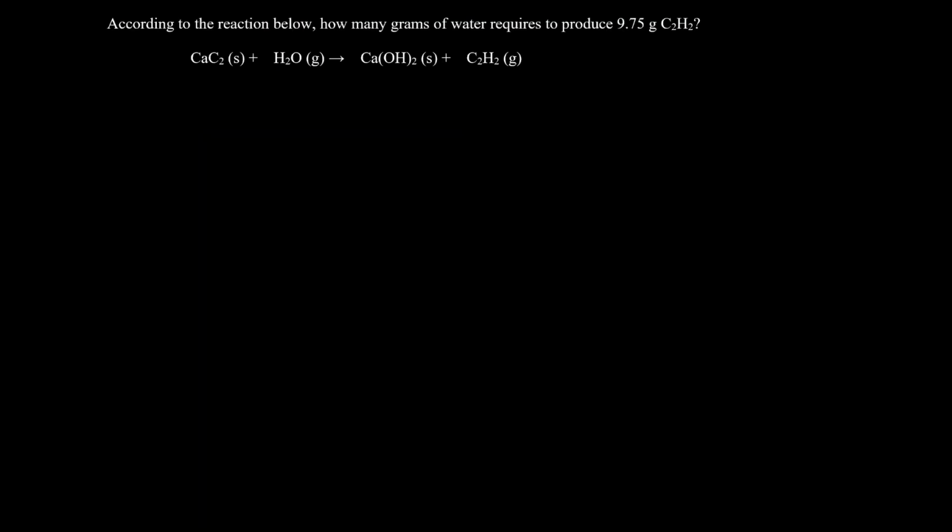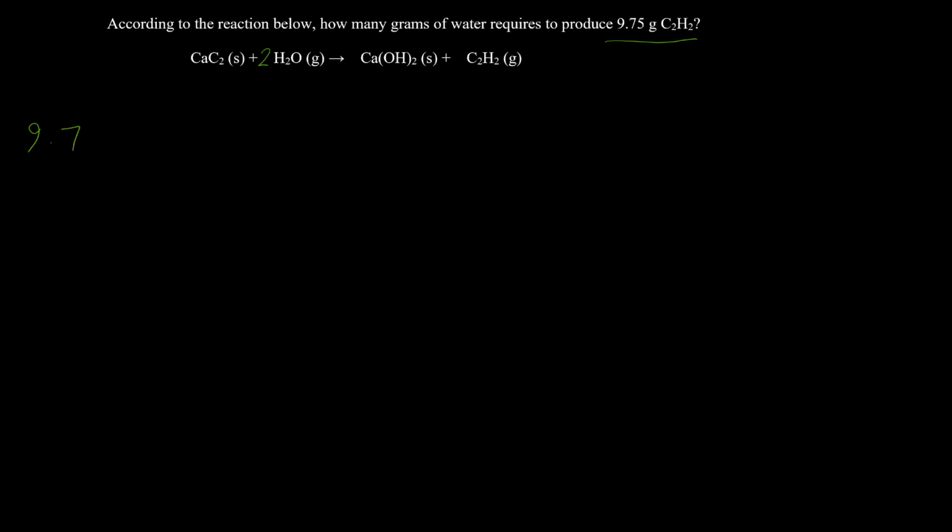And here for the last example, we would like to calculate the gram of water from 9.75 gram of C2H2 from the following reactions. The first step, we need to make sure the equation is balanced, which it is not. Here there are 2 oxygen on the right side and here there is only 1 oxygen. Same for hydrogen. There are 4 hydrogen on the right side from 2 different molecules and there are only 2 hydrogen here. So this equation can be balanced easily by using a coefficient 2 for water.